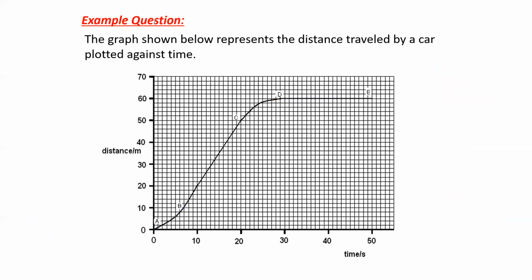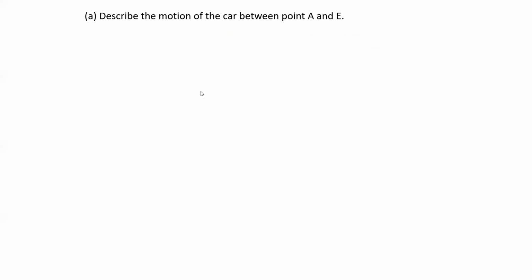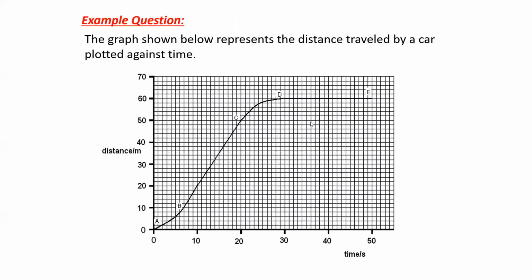Then the next part is about some calculations we can do. Example: describe the motion of the car from A to E, which we already discussed, so we don't have to answer that again. How far did the car travel at the end of 30 seconds? So after 30 seconds, what is the distance traveled by this car? How can you work out the distance traveled by the car after 30 seconds?